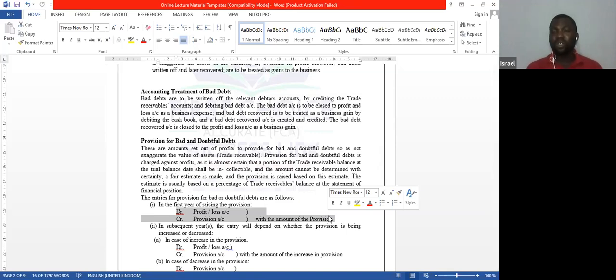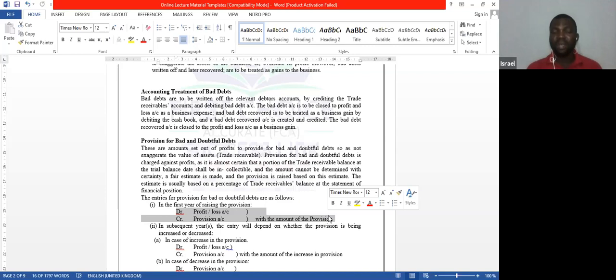Another way in which you can do this is, if you don't want to have too many ledgers in your financial statement, like having bad debt, then having provision for bad debt, you can actually add the two together, which means you now have what? Bad debt and doubtful debt. So if you have that ledger in your account, what you are going to do is debit that ledger and credit the provision account.